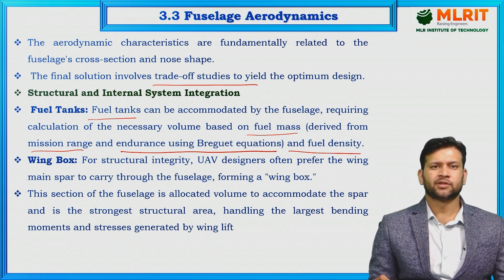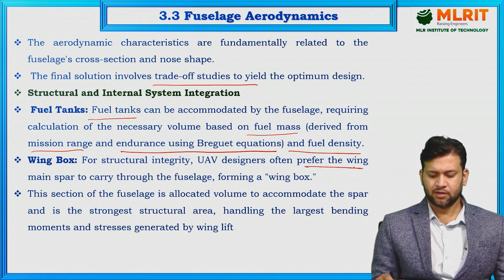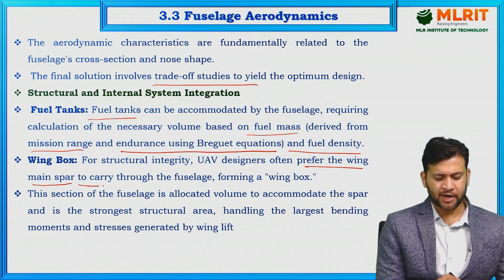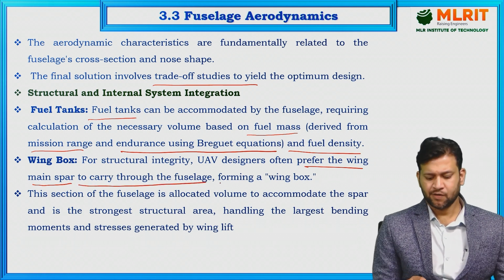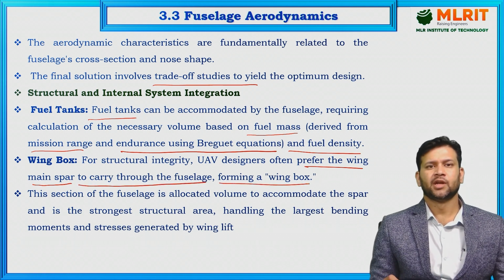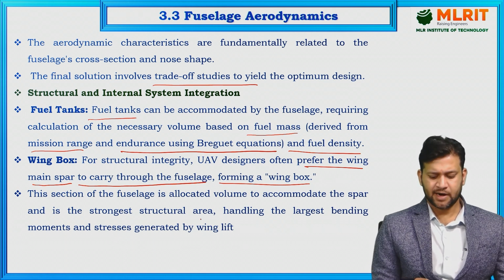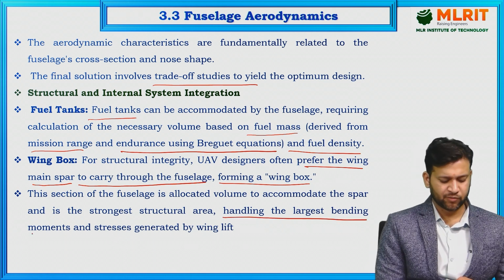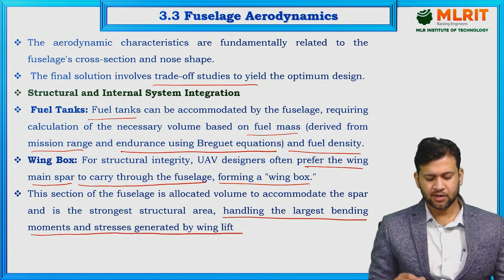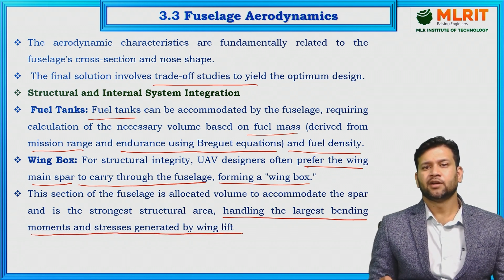Wing box. For structural integrity, UAV designers often prefer the wing main spar to carry through the fuselage, forming a wing box. This section of the fuselage is allocated volume to accommodate the spar and is the strongest structural area, handling the largest bending moments and stresses generated by wing lift.